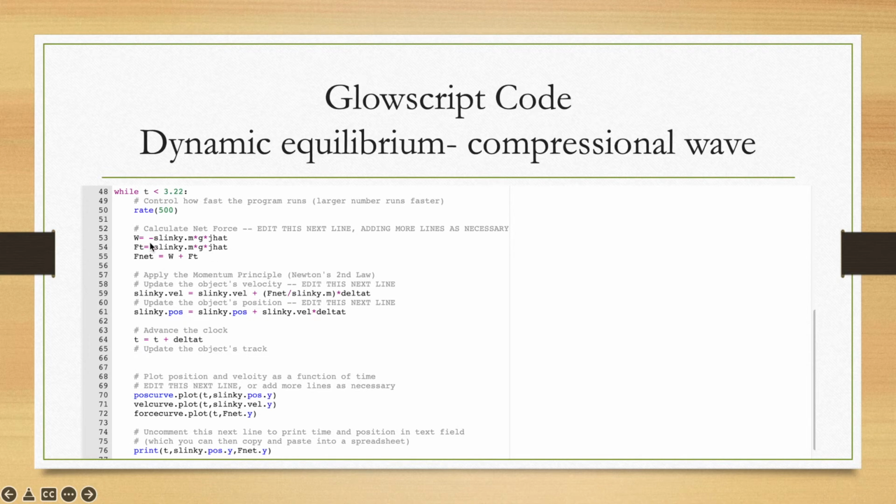Then, for when the bottom of the slinky is not moving, when it's at dynamical equilibrium, we just counted two forces for our Glowscript code, which is the weight force that I'm signaling with my pointer, and the force of tension, which is just the positive of the weight force, the force of gravity, since it's not moving. So the net force, we just add these two up.